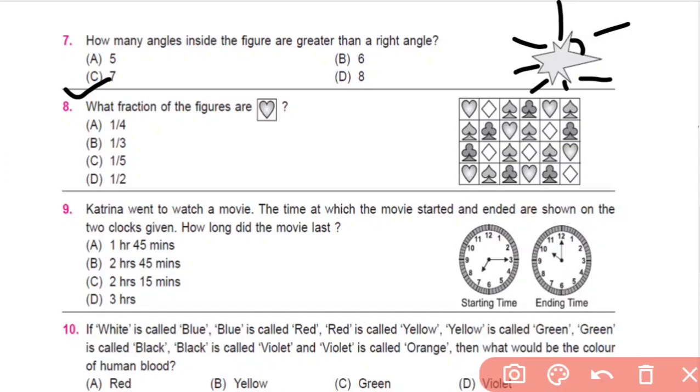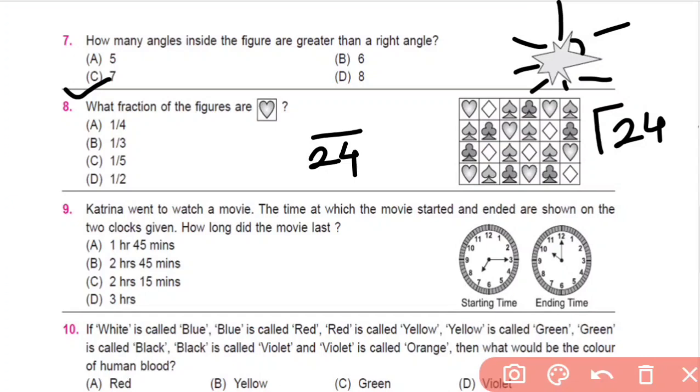Now question number 8. What fraction of a figure are hearts? Means in the denominator the total number of figures will come. So how many total number of figures? 1, 2, 3, 4, 5, 6. Here 6 and here 4 means 24. So 24 will come down.